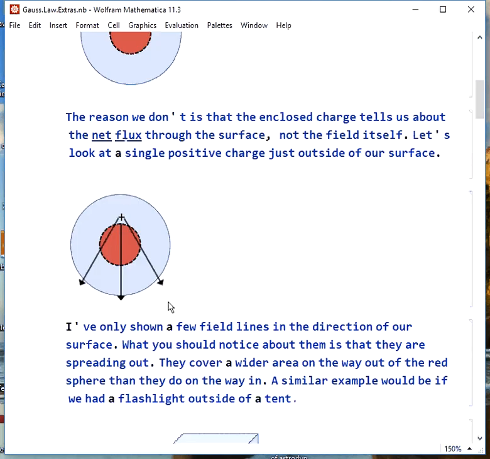The reason is what we're looking at in Gauss's law is the net flux through the surface. So it's the difference between what goes in and what comes out. If you look at the flux from one of these charges outside, there are lines going all the way through the red area. And I haven't shown many field lines here, but what you would notice in real life is these things spread out as 1 over r squared. But the area that they cover increases as r squared.